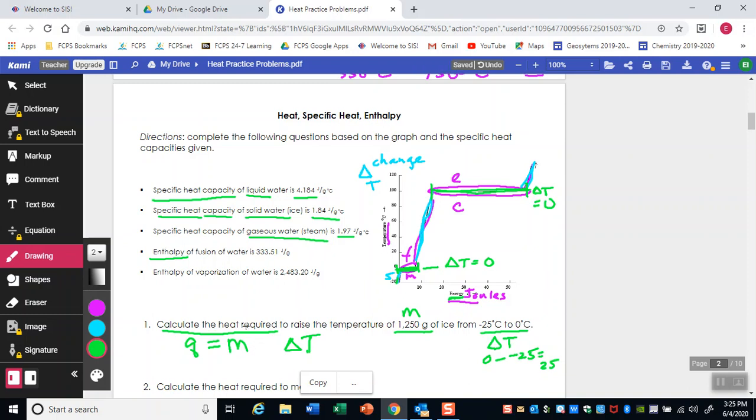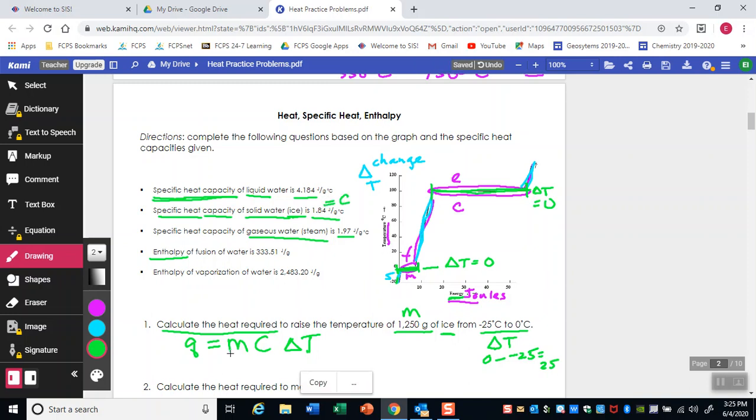The other thing that determines how much heat is required to change the temperature is the specific heat capacity. And that varies, so you need to know what you're talking about. My element here is ice. The specific heat capacity for ice is 1.84, and we'll use C for the heat capacity. That is what's given here. Specific heat capacity, that's my C.